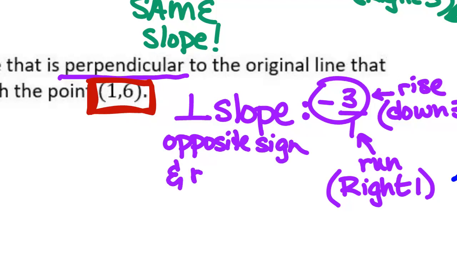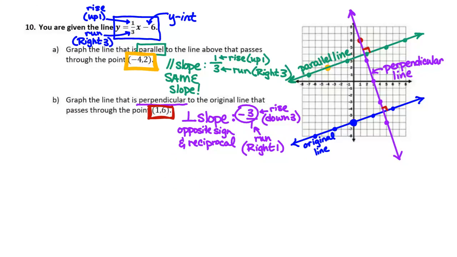What else would you guys like to see? Number 14, very last problem on the very last page.